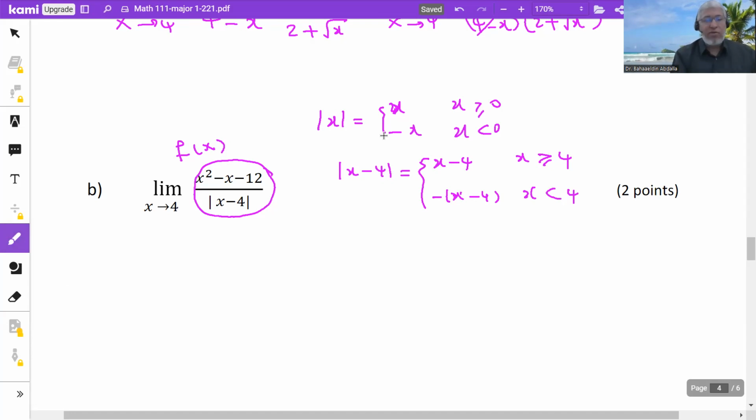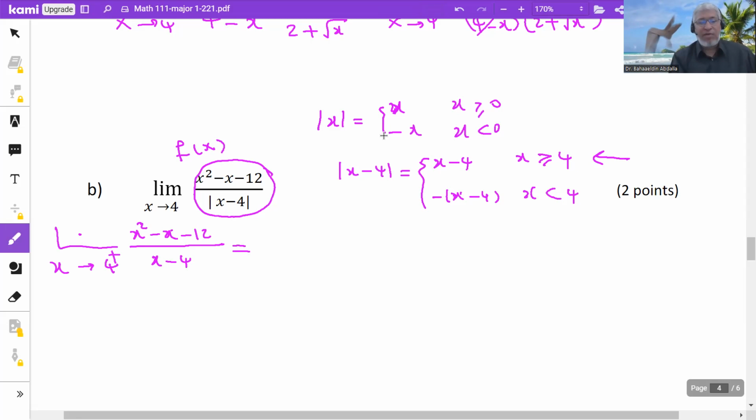So you have to go from the right and from the left. So let us approach 4 from the right. In this case, there is no change in the numerator. But when I approach 4 from the right, x would be greater than 4, and I have to deal with this definition. So the absolute value of x minus 4 would be equal to x minus 4.